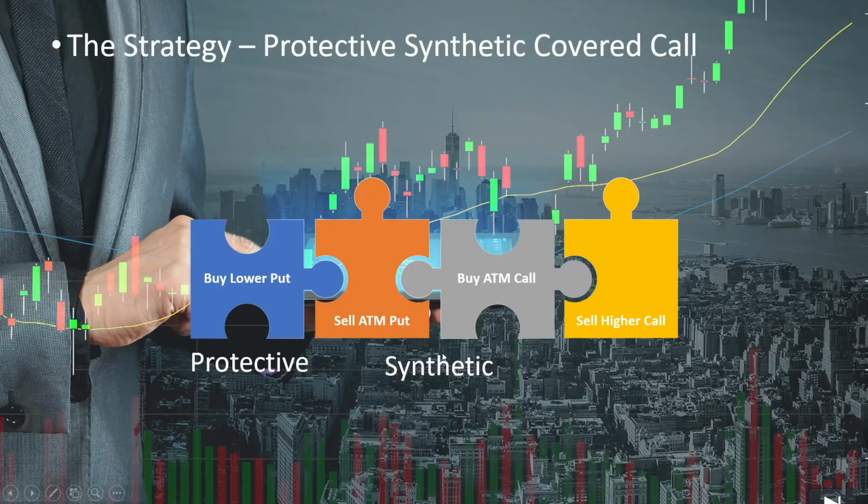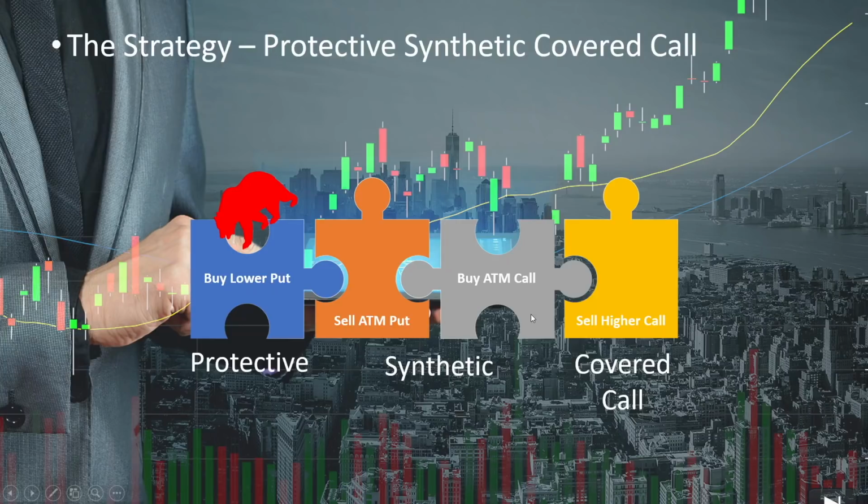The synthetic part is basically emulating the stock. You will sell a put and buy a call. Both are of bullish view. So this is what will emulate the stock. This is called synthetic. Whenever you emulate the underlying by options, that is called synthetic. Then the covered call part means once the emulation is done, you are going to sell a higher call, that is called covered call.